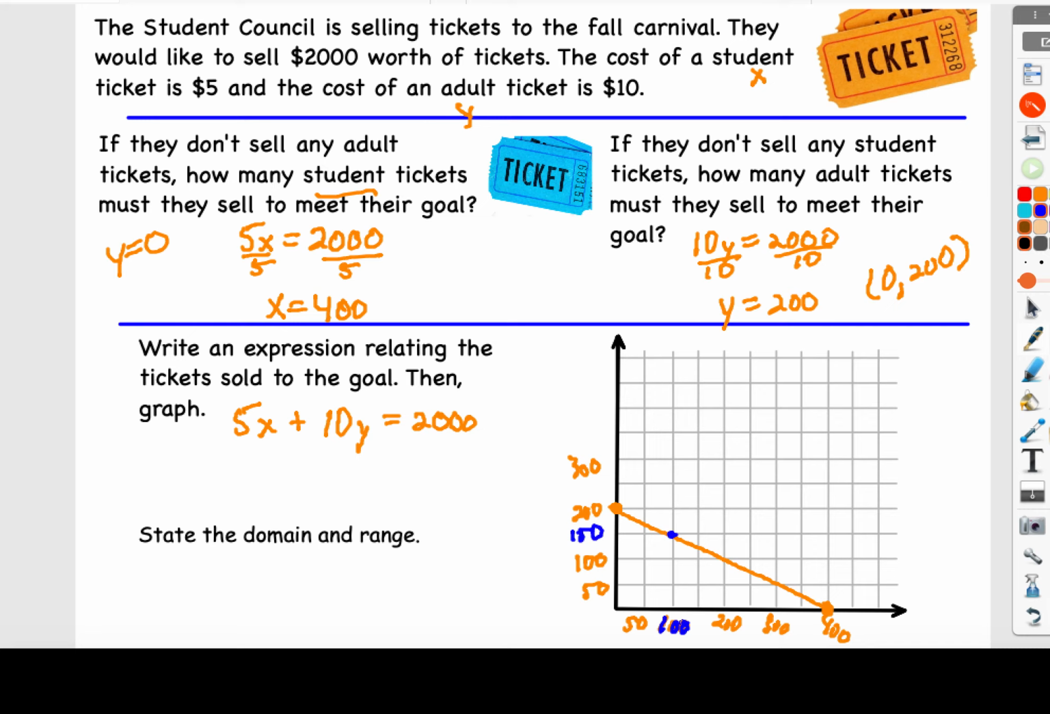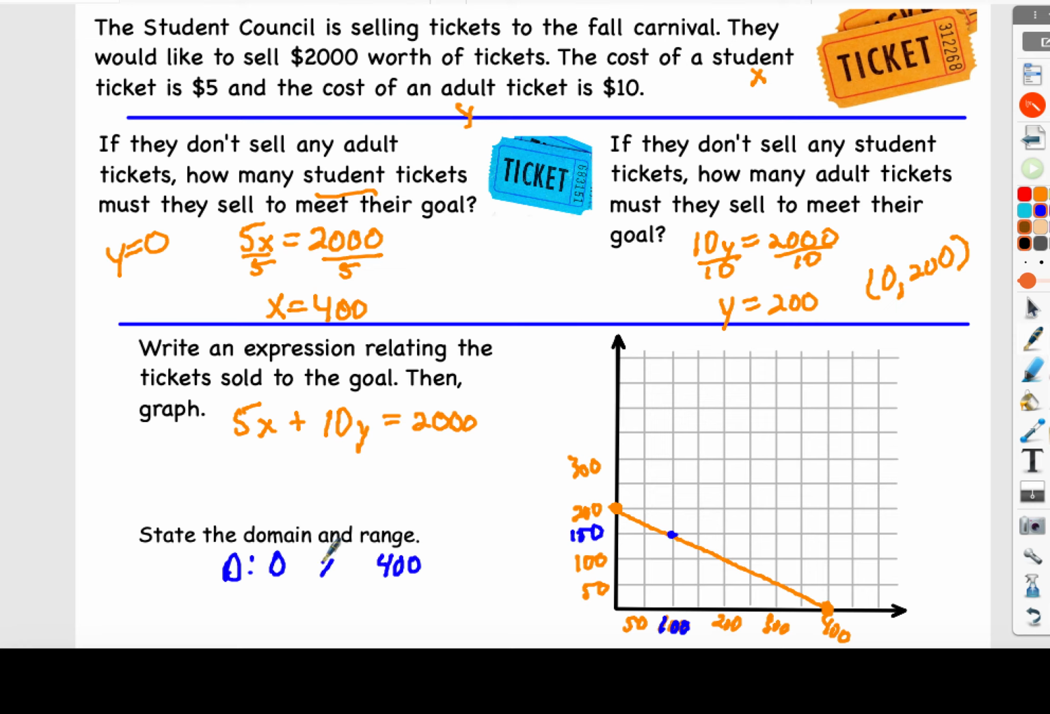Now, state the domain and range. Notice that this is a real world problem because I can't sell negative amounts of tickets. I don't really need anything over in quadrant 2. Notice I didn't even graph a quadrant 2 or down in quadrant 4 or quadrant 3. I only want the points on this line, and this line only exists from left to right. Thinking x values are the domain, it only exists from 0 up to 400.